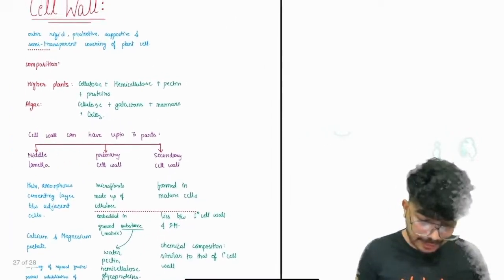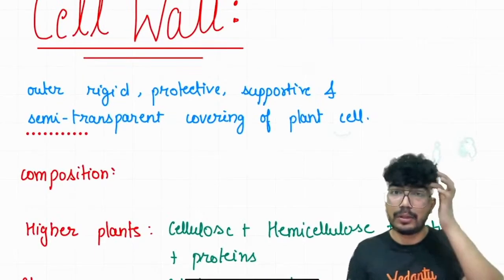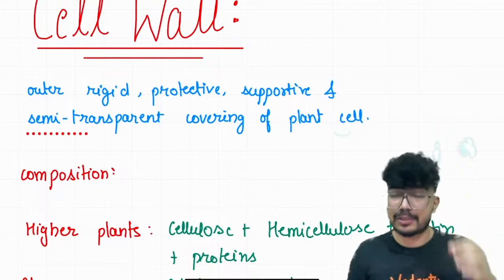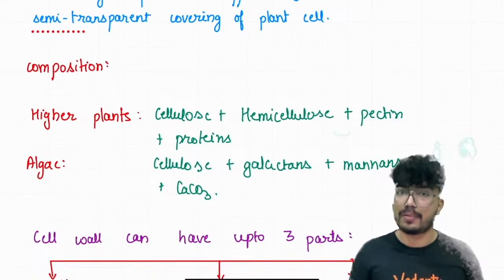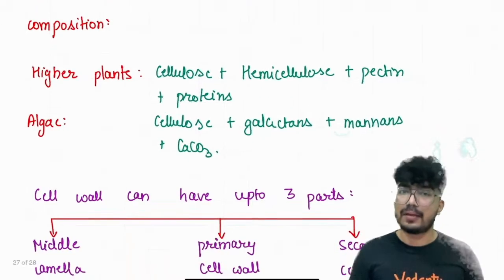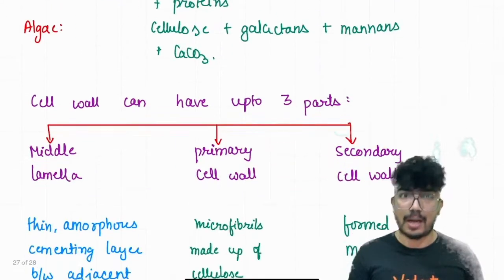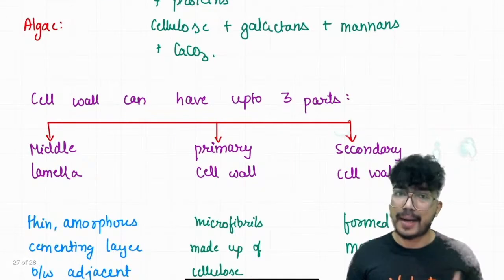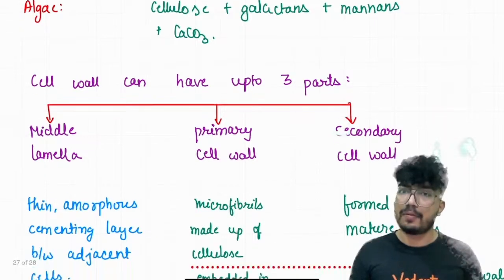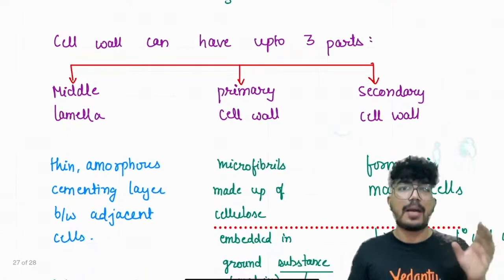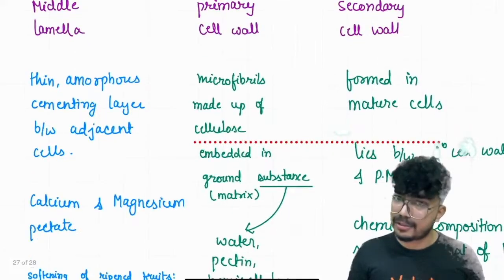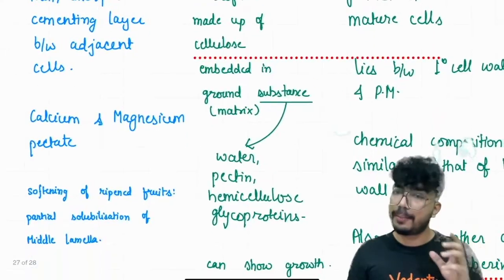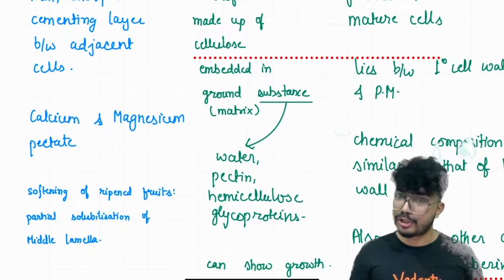We can do a quick recap. Cell wall is the outer rigid, protective, supportive and semi-transparent covering of the plant cell. Composition: for higher plant cells, cellulose, hemicellulose, pectin and proteins. For algae, it is cellulose, galactans, mannans and calcium carbonate. Cell wall can have up to 3 parts: the outermost middle lamella, primary cell wall, secondary cell wall. Middle lamella is a thin amorphous cementing layer between adjacent cells, made up of calcium and magnesium pectate. Softening of ripening fruits is due to the partial solubilization of the middle lamella.